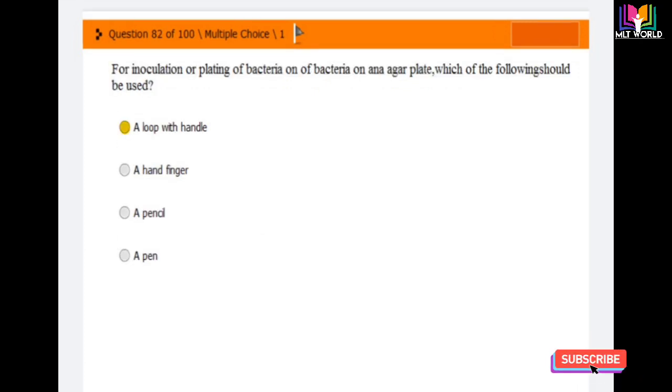Question number 82. For inoculation or plating of bacteria on an agar plate, which of the following should be used? Options are a loop with handle, next option is a hand finger, third option is a pencil, and fourth option is a pen. And correct answer is a loop with handle. For inoculation or plating of bacteria we will use a loop with handle.